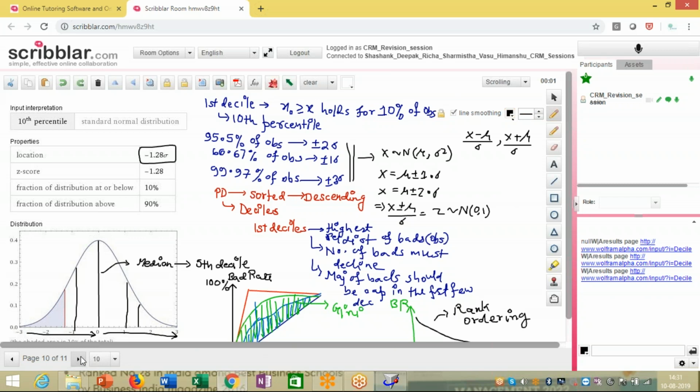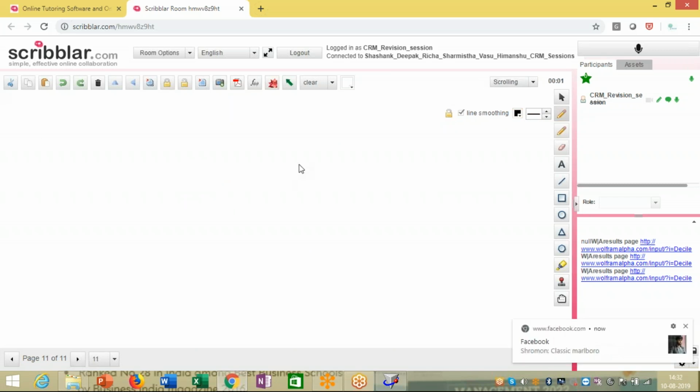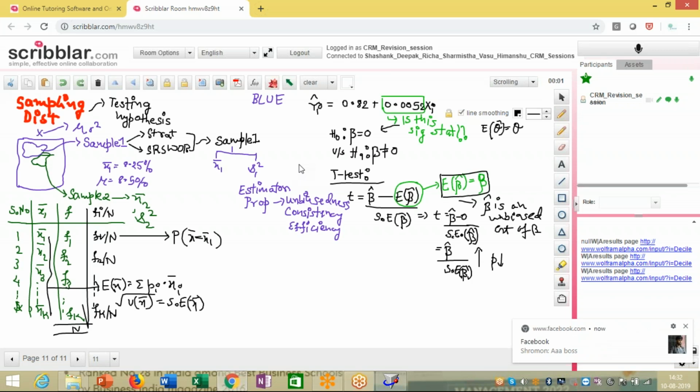So first of all, we started talking about the Basel models, and within the Basel models, we started talking about the PD model. So we discussed the overview of the Basel model framework, and from there we moved on to talk about the PD model, where we saw the different approaches of developing the PD model.